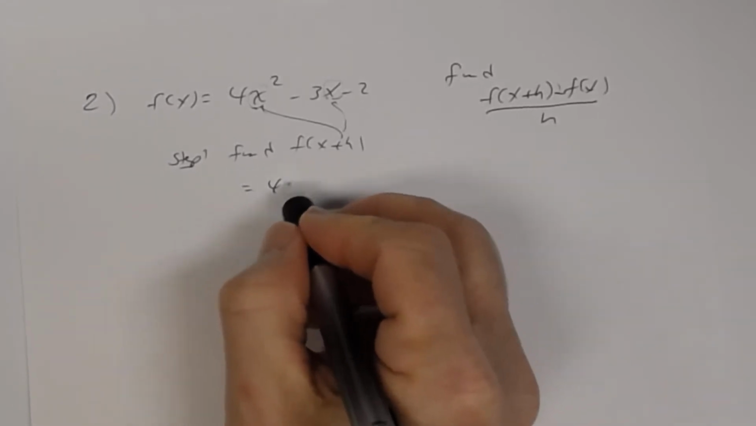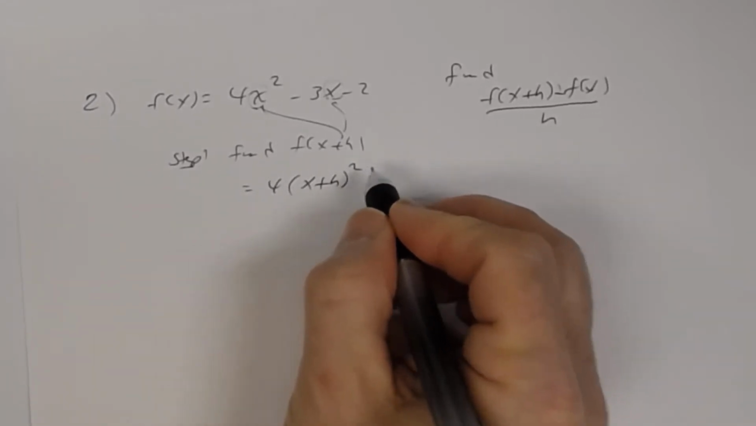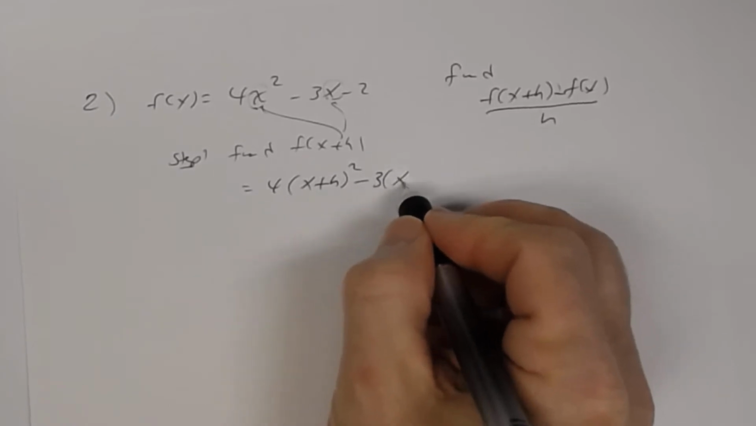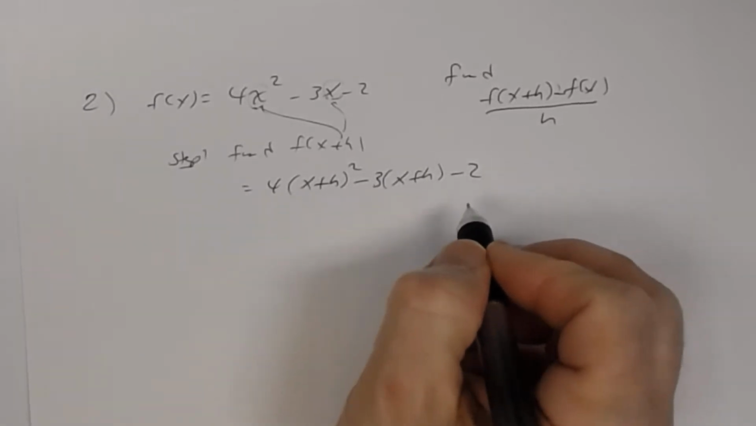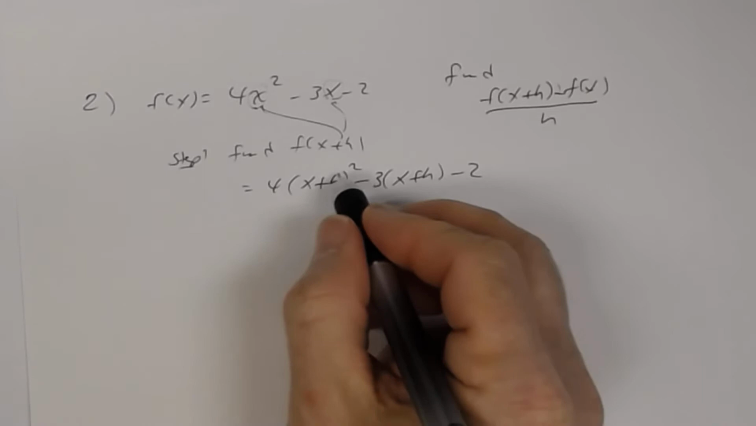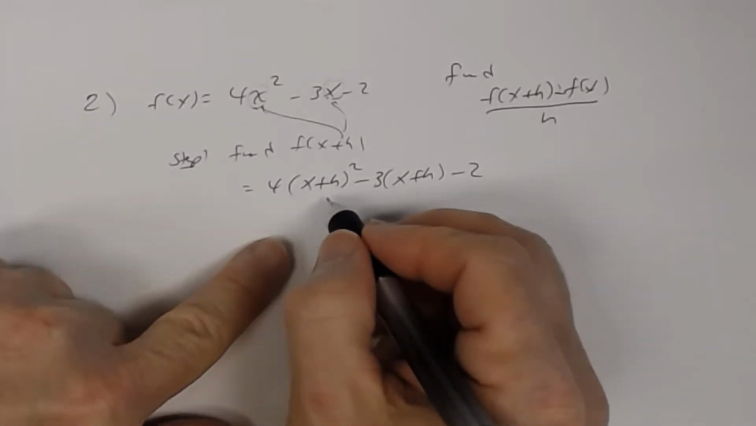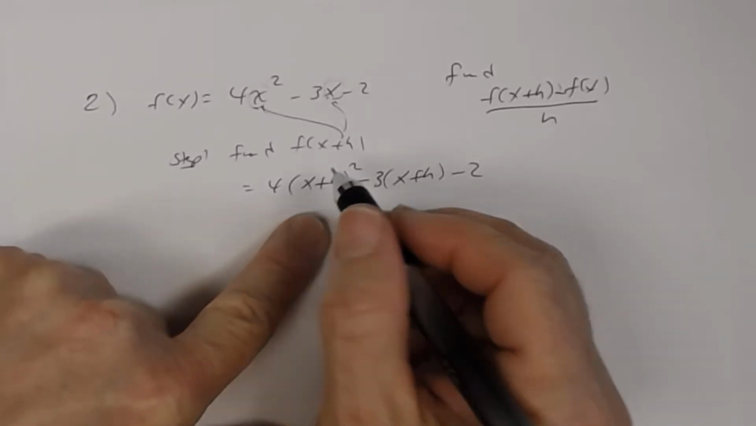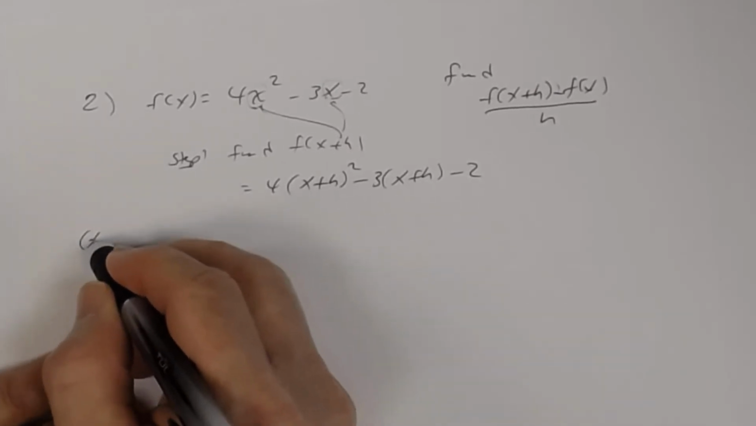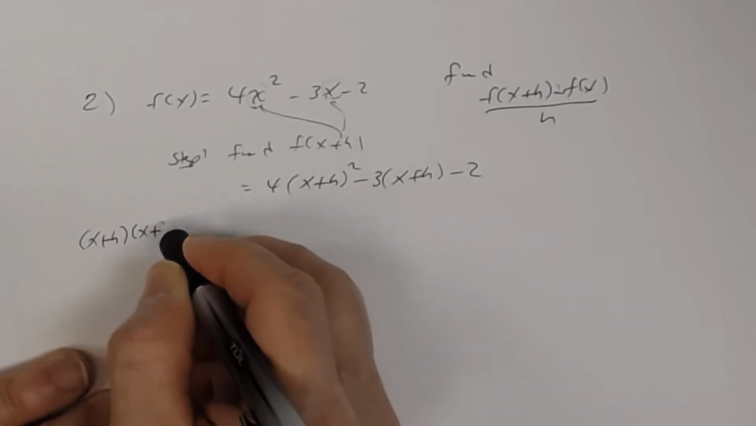So you get 4 times x plus h squared minus 3 times x plus h minus 2. All right, and now you're going to simplify all these parentheses. So for this one, the x plus h squared, remember, that means x plus h times itself.